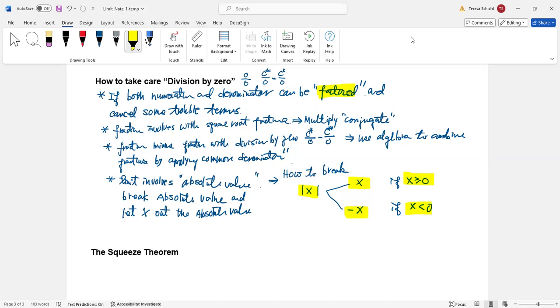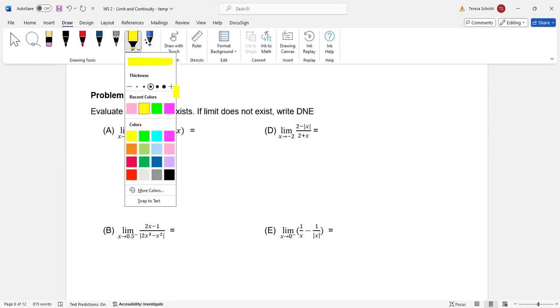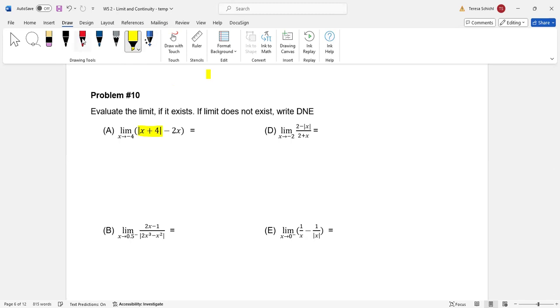All right, so let's go back to our worksheets and take a look at some of the problems here. Let's see what happens. The first problem says limit as x approaches -4. This one does not involve 0 over 0, so we can just directly use the substitution method. When x approaches -4, what is this number going to approach?